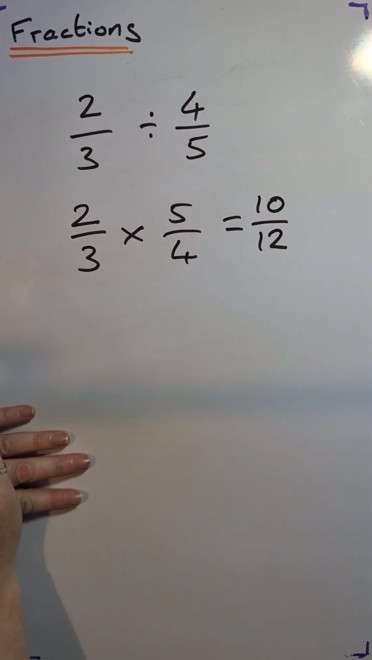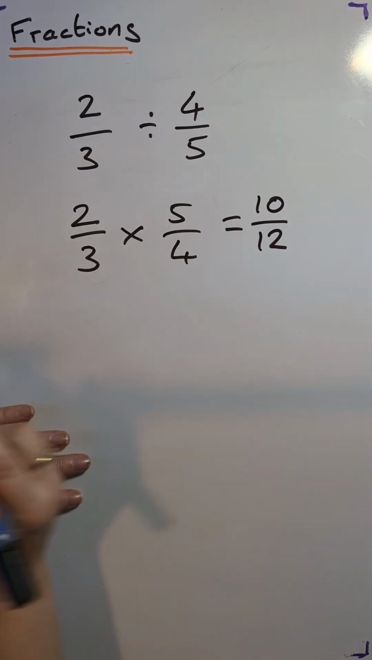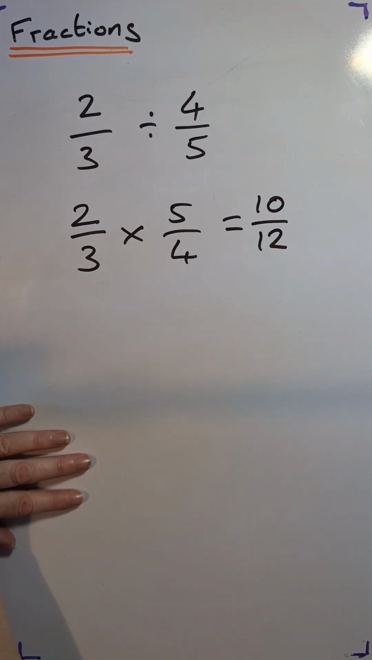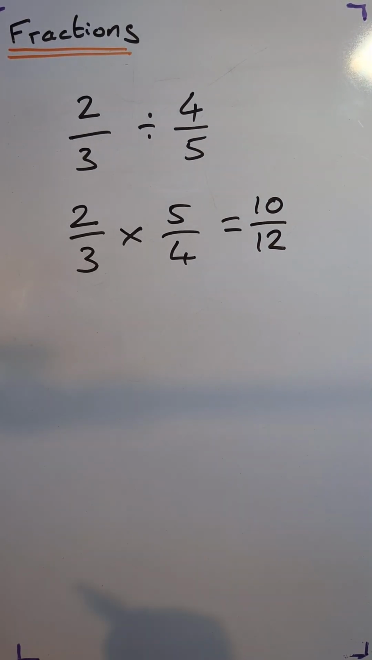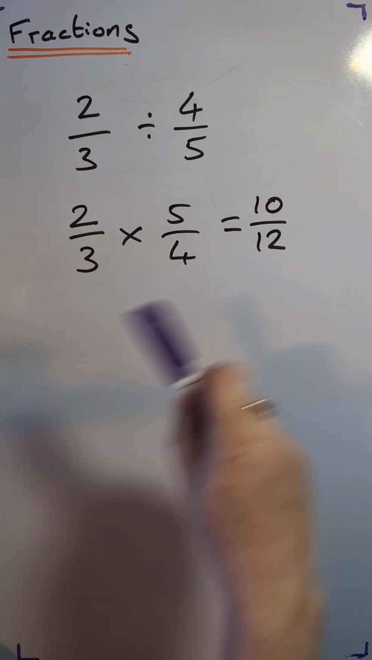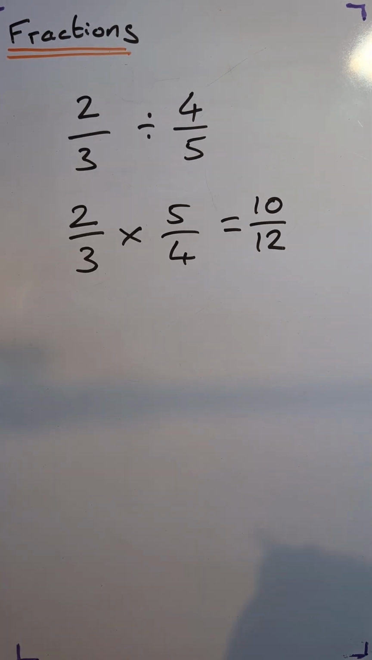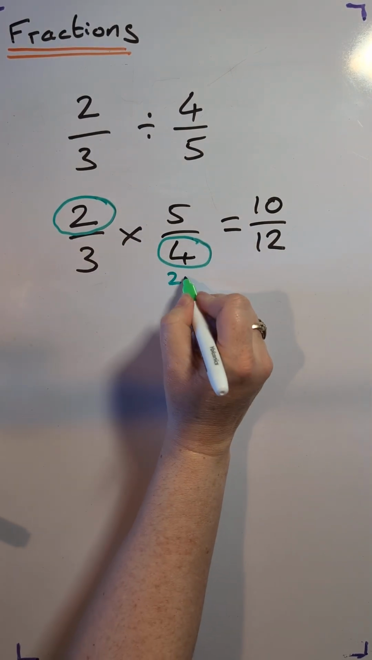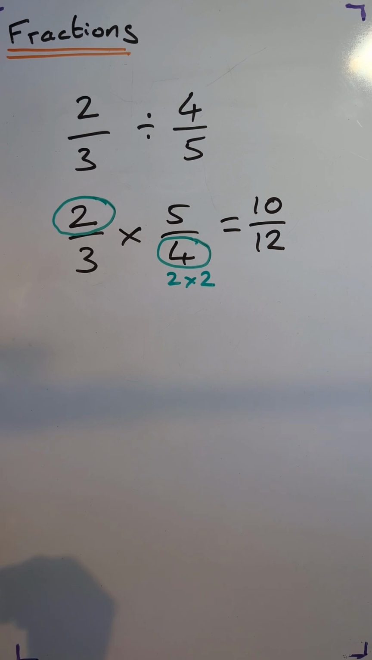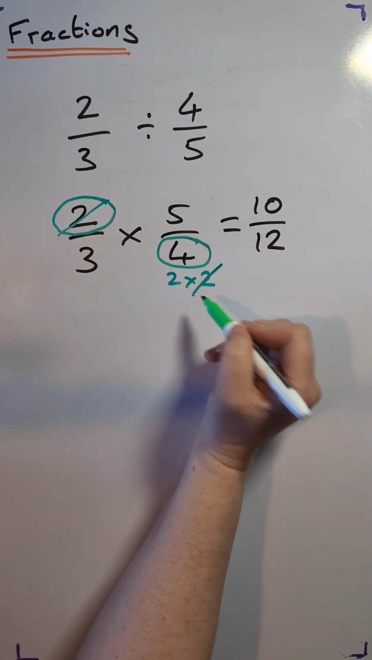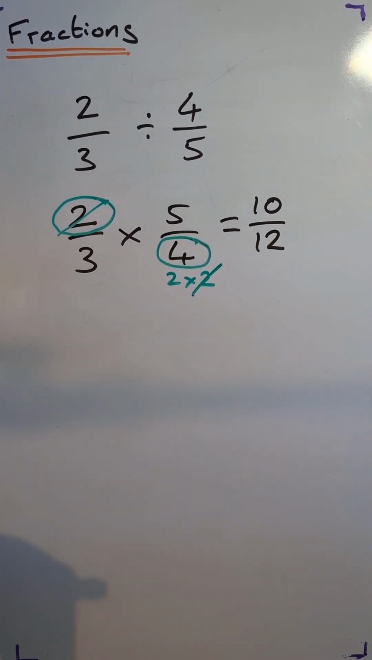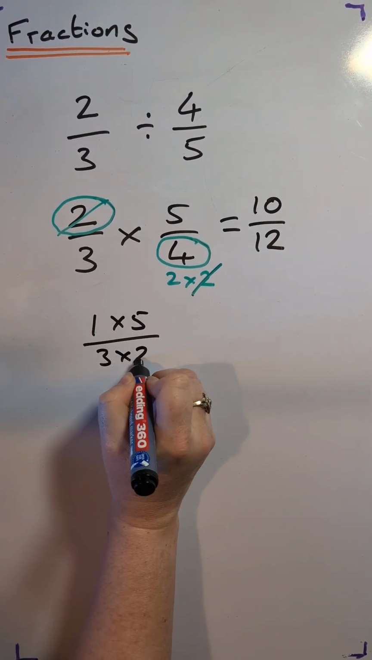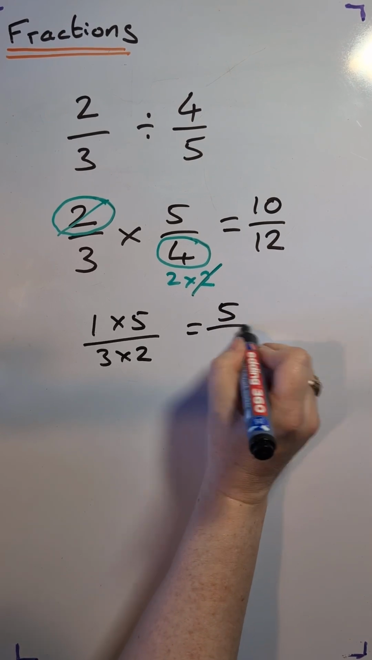Now, this is why I talked about simplifying. That answer would not be acceptable because top and bottom are both in the 2 times table and can be simplified. It'll get you most of the points, just not the final point. What you need to recognise here is that we've got a 2 and a 4, and a 4 is the same as 2 times 2. So that 2 can cancel with one of those 2s, and we end up with 1 times 5 on the top and 3 times 2 on the bottom, which is 5/6.